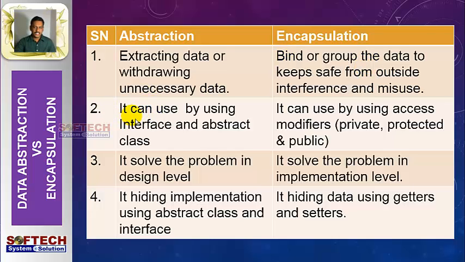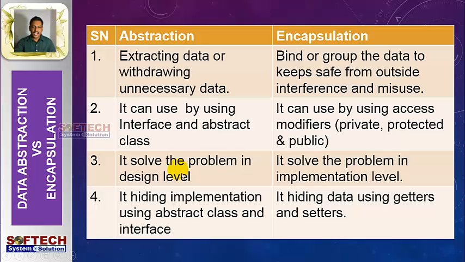The second difference is that abstraction is achieved by using interface and abstract class. By using interface and abstract class, we utilize the abstraction in a program. In encapsulation, private, protected and public are based on access. By using access modifiers, we apply encapsulation. Abstraction solves the problem at the design level, at the time of program development. So at the time of designing the program, abstraction helps at the design level, but encapsulation is at the implementation level, that is the developing level.